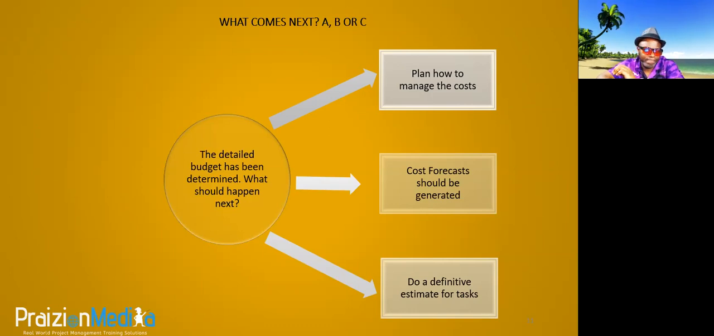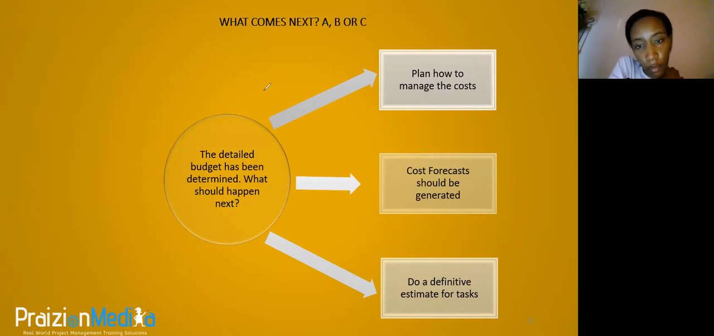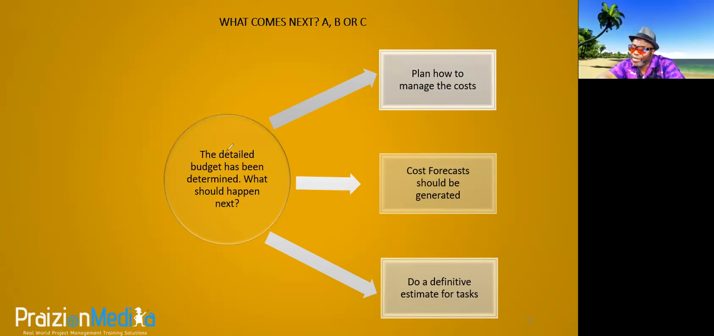So think about it. What is the first thing you do in cost management? Can anyone tell us? What's the first thing you do in cost? Answer A. Yeah, so if A is the first thing you do, then this thing that's saying the detailed budget has been determined, well, that has to happen after A. So if it's asking what should happen next, it can't be A because A is already done. Plan how to manage the cost, that's already done as part of plan cost management.